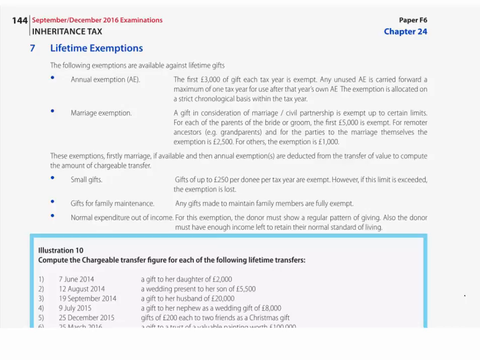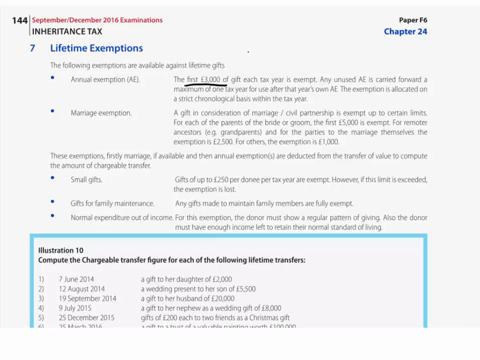So, looking here at page 144, section 7 of our chapter 24 on IHT, the first one we're introduced to is one that we, albeit briefly, mentioned in an earlier lecture. And that is that each tax year a taxpayer has available an annual exemption. But it's not a huge amount. It's the first £3,000 worth of any gift or gifts made. Each tax year is exempt. So the annual exemption is a £3,000 figure.